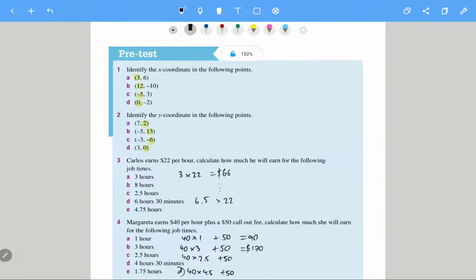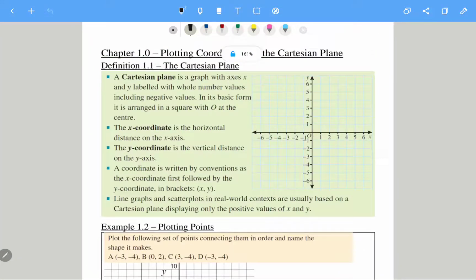Alrighty, let us move onwards to the beginning of today. So we're going to be looking at the Cartesian plane. Now the Cartesian plane allows us to plot points in two-dimensional space. It's a few interesting parts.